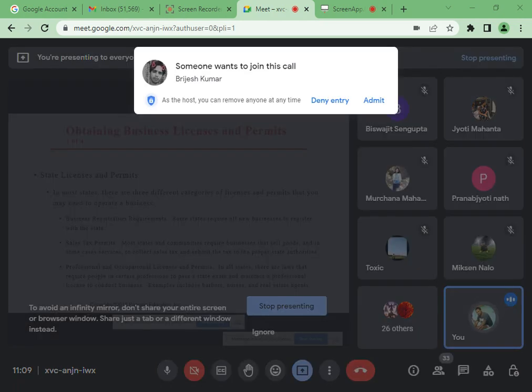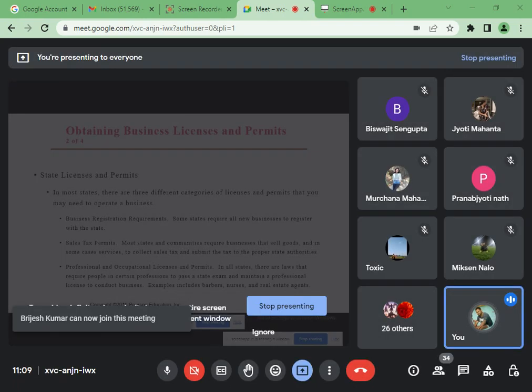Next is state license and permits. In most states, there are three different categories of license and permits that you may need to operate a business. What do state license and permits include? Business registration requirements: some states require all new businesses to register with the state. Sales tax permits: most states and communities require businesses that sell goods, and in some cases services, to collect sales tax and submit the tax to the proper state authorities.